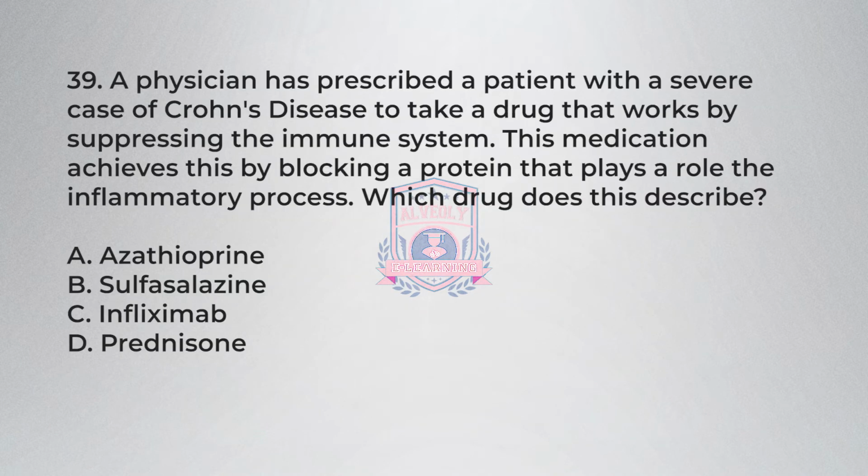Question 39. A physician has prescribed a patient with a severe case of Crohn's disease to take a drug that works by suppressing the immune system. This medication achieves this by blocking a protein that plays a role in the inflammatory process. Which drug does this describe? A. Azathioprine. B. Sulfasalazine. C. Infliximab. D. Prednisone. Correct answer is C. Infliximab.